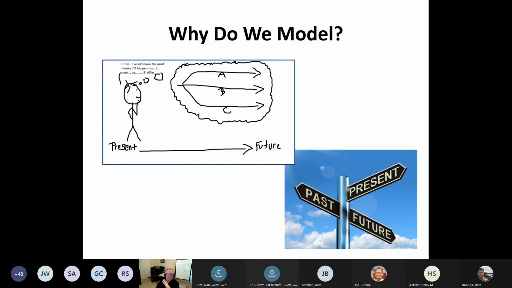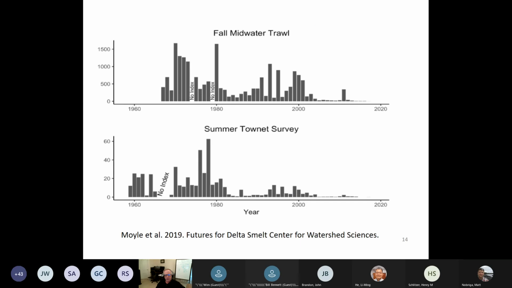So we really want to know where we're going to go. Is it going to be path A, B, or C? And a lot of times we use the past to do that, and it works sometimes, and other times none of the methods work because the future conditions are so different, and you have to just pay attention to that.